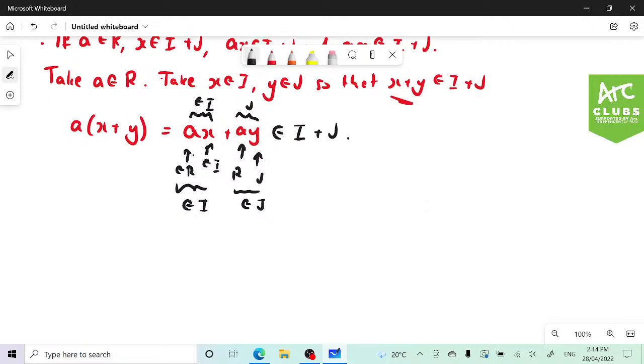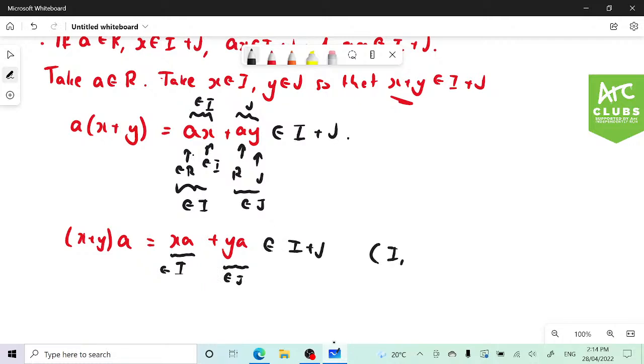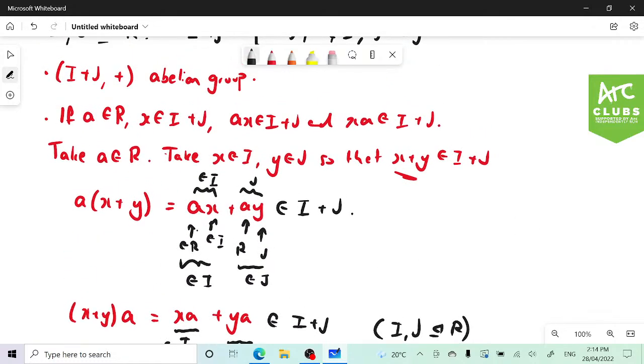And you can do the same thing with the reverse. So we're also going to take x plus y times a, but that's just xa plus ya. And again, remember that I and J are ideals in your ring. So this portion here belongs in I. This portion here belongs in J. So the entire thing has to belong in I plus J, noting that I and J are ideals in your ring R. And so we've proven the second axiom, and the first axiom is not too hard to see.